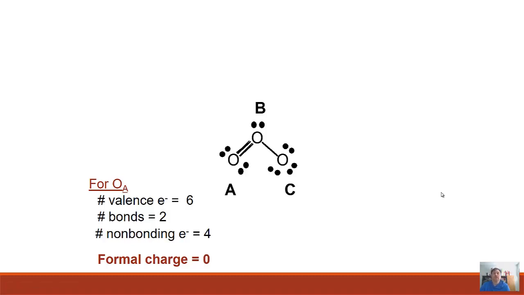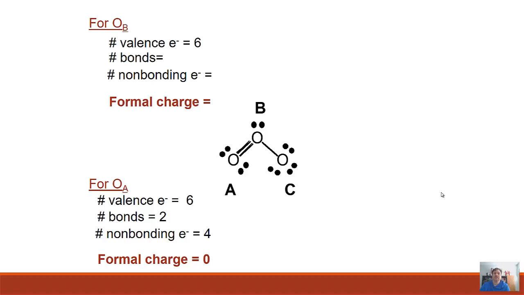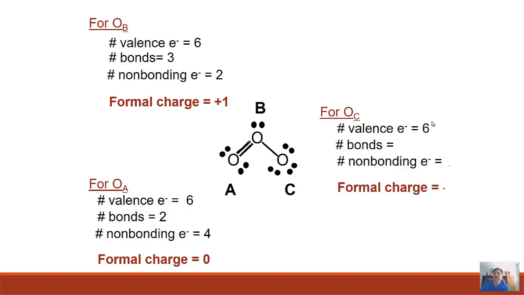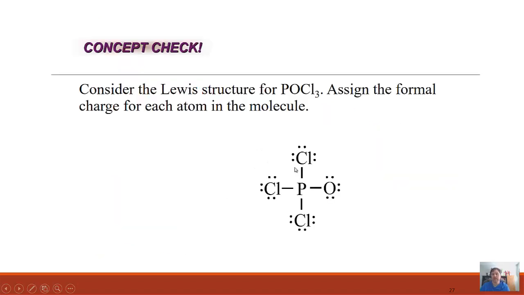Pretty simple. Let's do the same thing for B. Once again, 6 valence electrons, but now we have 3 bonds. We've got 1, 2, 3, so I'm going to subtract 3. And then I have 2 non-bonding electrons. So 6 minus 3 minus 2 gives us a plus 1. Pause really quick and see if you can do C on your own. Okay, C, once again, 6 valence electrons. It's got 1 bond and then 6 non-bonding electrons, so it ends up with a charge of -1. So we've got 0 formal charge here, plus 1 here, and then -1 there.